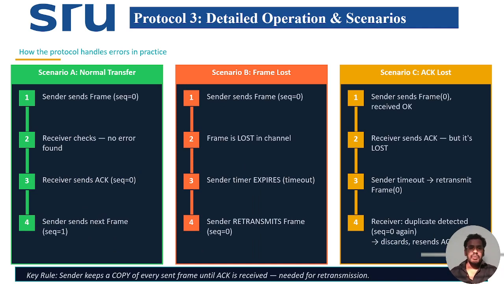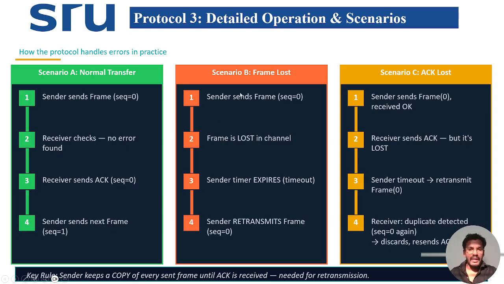Coming to the protocol's detailed operation scenarios. In scenario A, normal transfer, the sender sends frames in sequence starting from 0, and the receiver checks that no error is found. If an error is found, the receiver sends an acknowledgement for the sender to resend the file. The receiver sends the acknowledgement for sequence 0, and the sender sends the next frame with sequence 1.